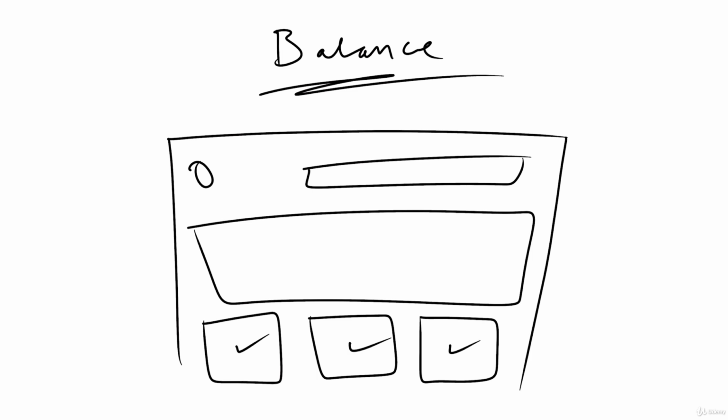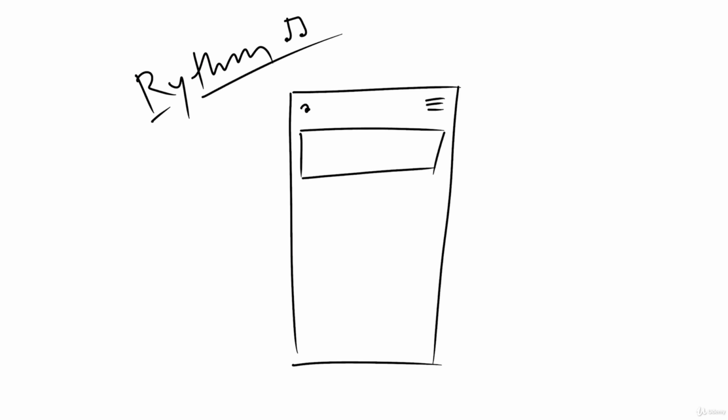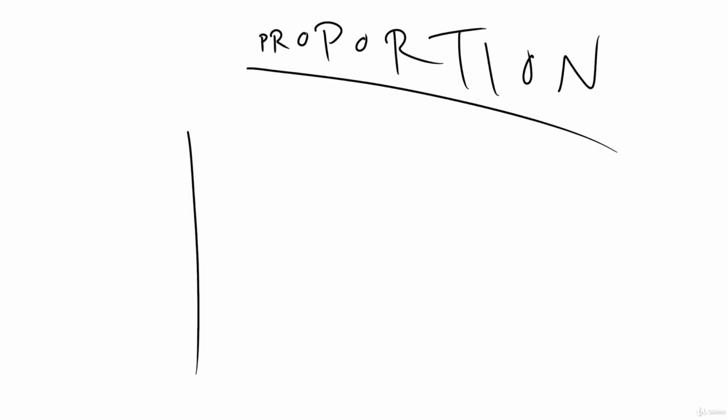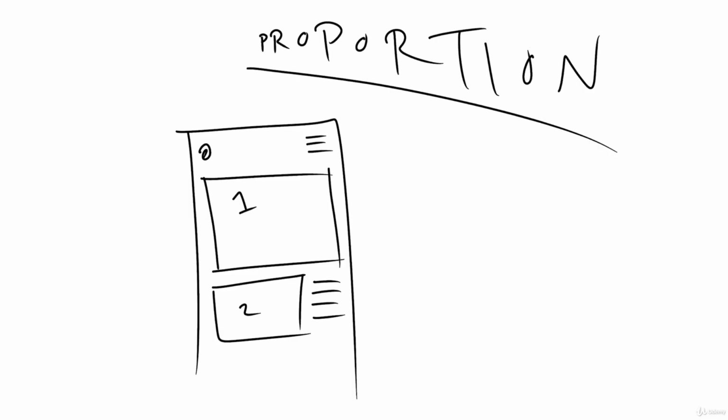Balance is the arrangement and distribution of objects to create meaning. Rhythm is the repetition of elements and creates movement and can establish a pattern and texture. Proportion is also known as scale and demonstrates how each item relates in size.